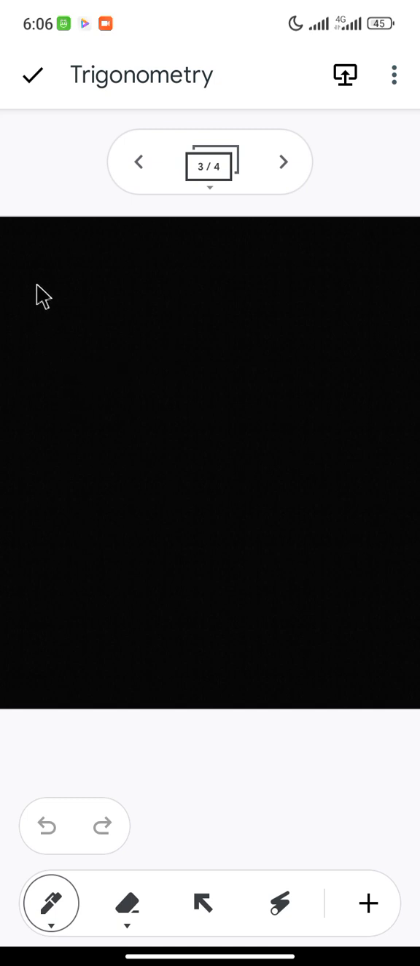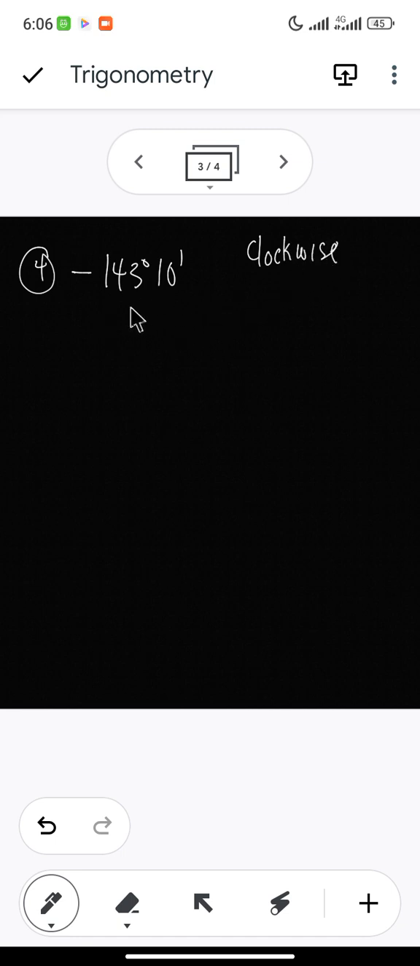I think there's a fourth question on this. So question number 4, they said convert this angle -143 degrees 10 minutes to degrees only. So this negative sign just indicates that the angle moves in a clockwise direction, as we said earlier. So there's nothing to be scared of. Just solve with the symbol there.